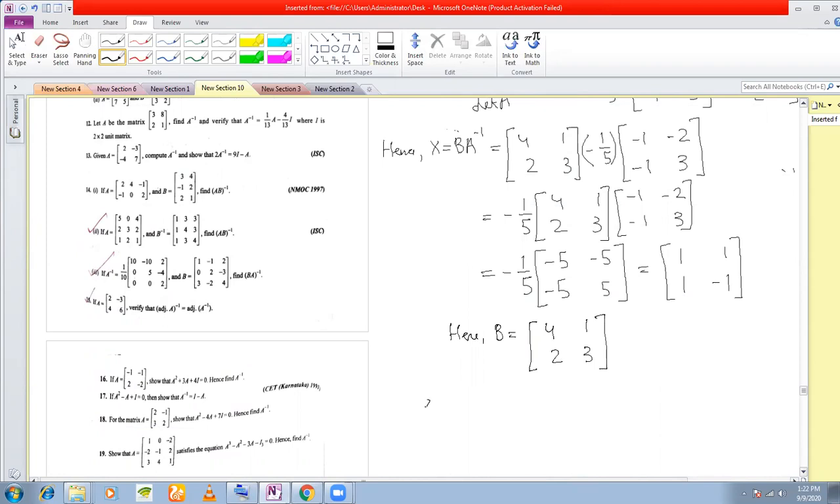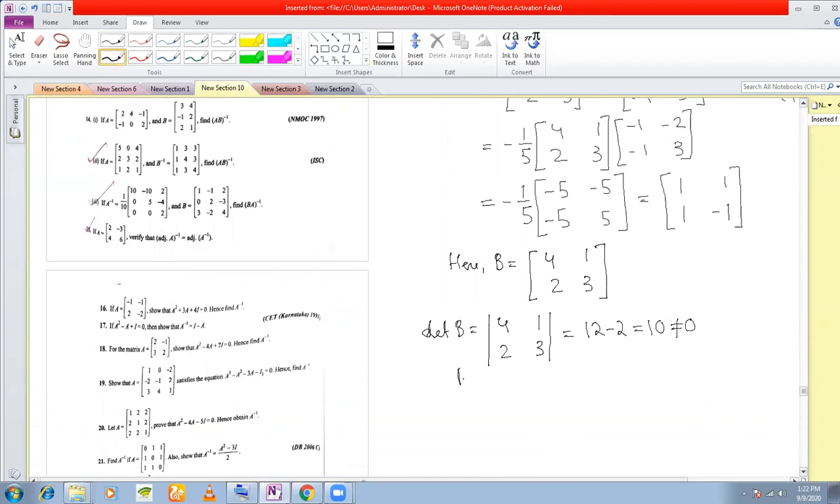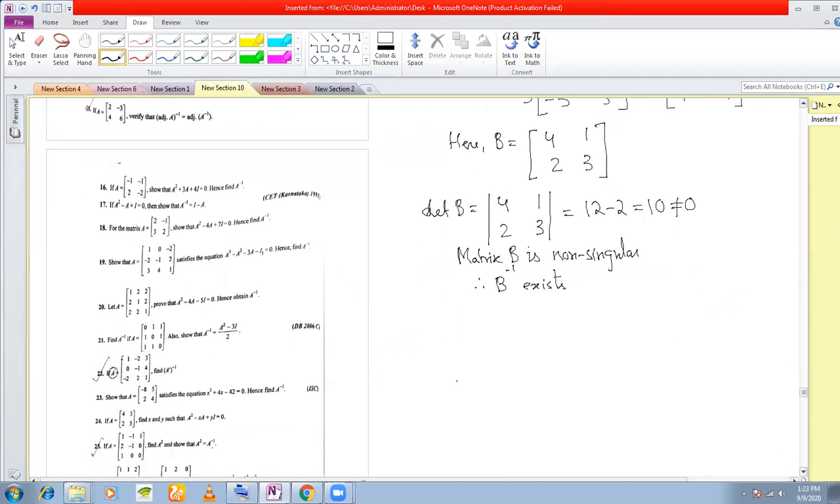So let's find the inverse. What is det B? Det B is equal to 4, 1, 2, 3. So this is 12 minus 2, which is equal to 10, not equal to 0. That means matrix B is non-singular. That means B inverse exists. Okay, so let us proceed to find out the adjoint of B.